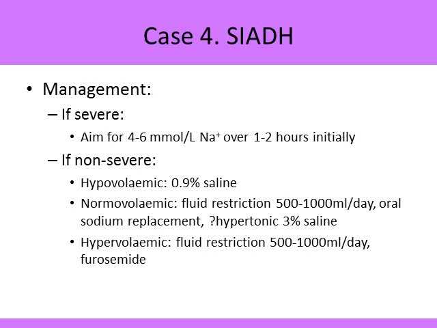If they're normovolemic, which this patient probably would be, fluid restriction is your first line treatment. If that's not working very well, you can give them oral sodium replacement. In the literature and online, you'll see hypertonic 3% saline, but we almost never use that, because it's such a high sodium percentage that it's a bit risky. I've never seen it used. We always try the other options first.